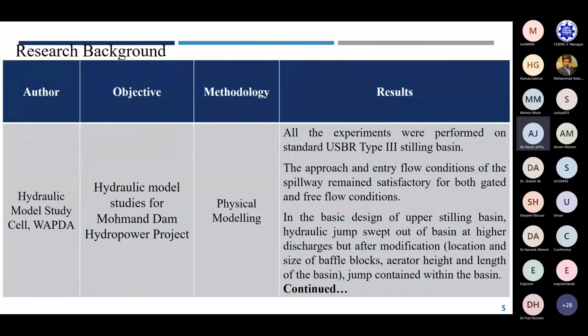So further studies were conducted by the Hydraulic Research Center Nandipur using physical modeling. All the experiments were performed on the standard USBR Type 3 Stilling Basin. The approach and entry flow conditions of the spillway remained satisfactory for both gated and free flow conditions. In the basic design of the upper Stilling Basin, the hydraulic jump swept out of the basin at high discharges, but after modifications, like the location and size of baffle blocks, aerators, and height and length of the basin, the jump was contained within the basin. Next slide, please.